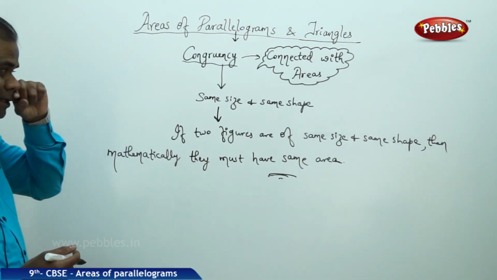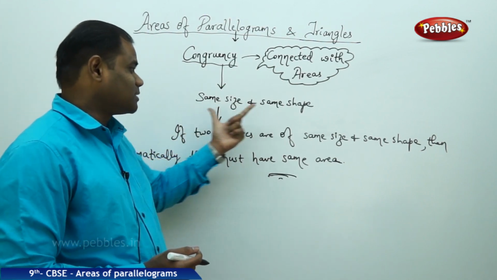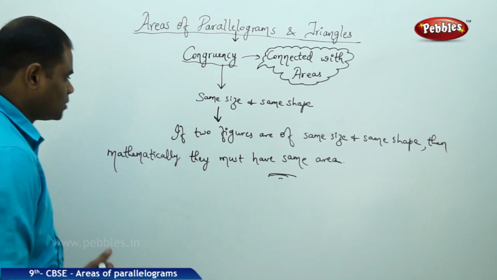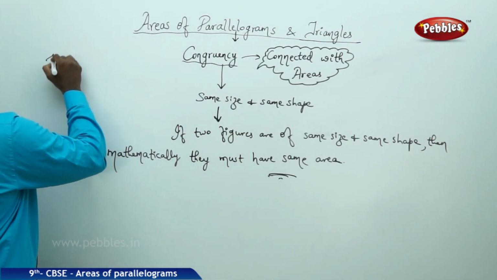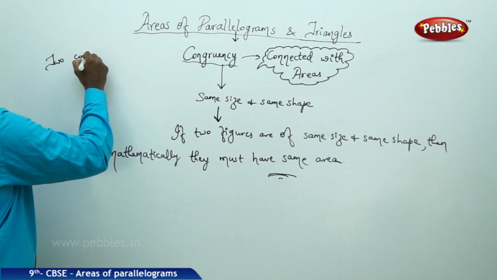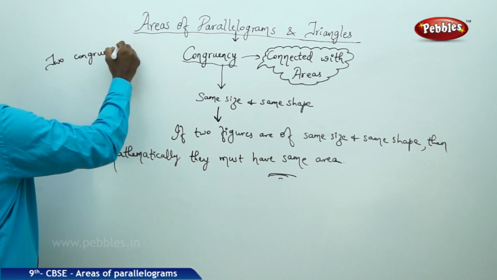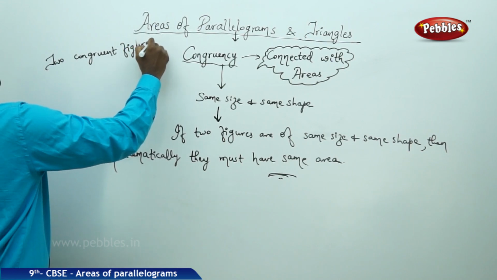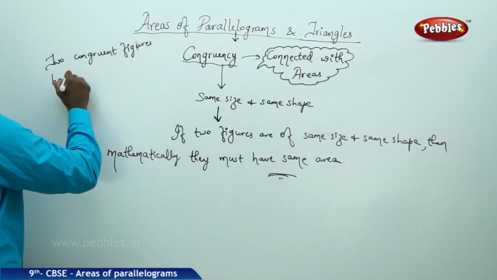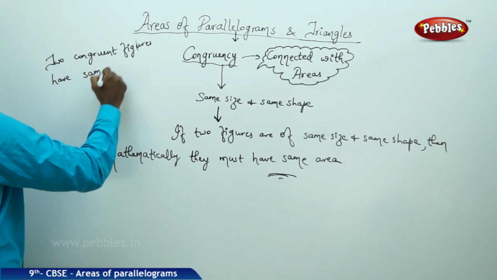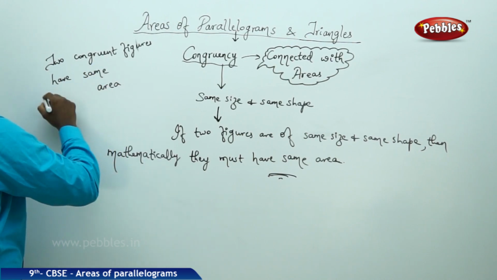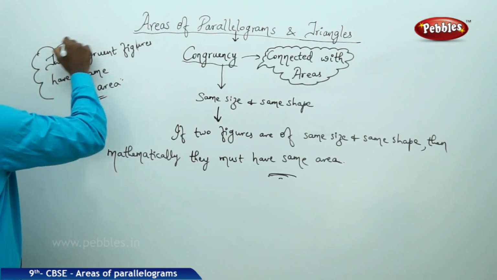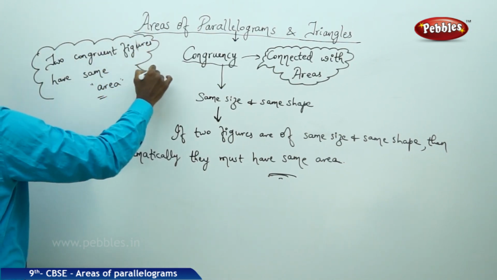Therefore, when two figures are congruent, not only do they have same size and same shape, they have same area. So I come to the conclusion that two congruent figures have same area, is how I conclude the statement.